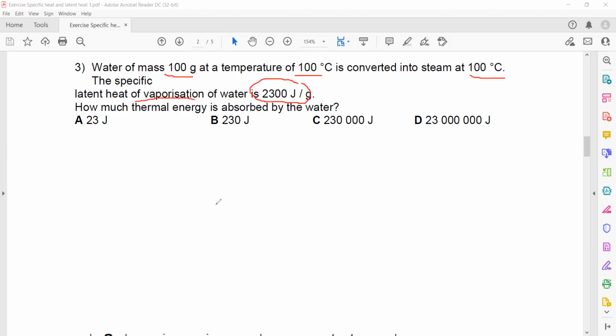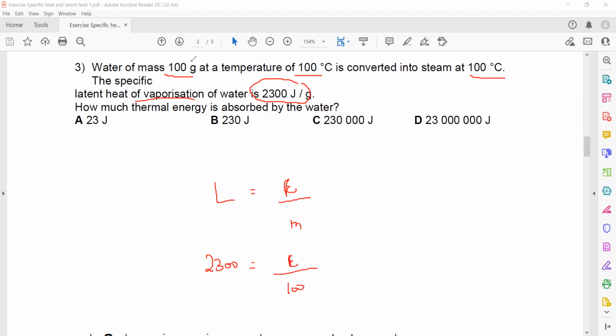So whenever latent heat is given, there is a change of state. The latent heat is energy divided by mass. The latent heat is given, 2300. The energy which we supply we don't know, and the mass is 100.